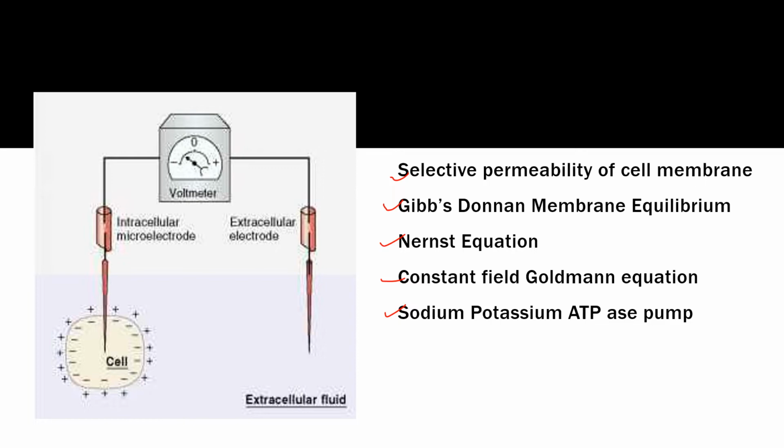Number 1 is the selective permeability of the cell membrane. Second is the Gibbs-Donnan membrane equilibrium. Third is the Nernst equation. Fourth is the constant field Goldman equation. And fifth is the sodium-potassium ATPase pump. By these 5 points, we can explain why the cell interior is negative and the cell exterior is positive, and how it is maintained in the resting state.